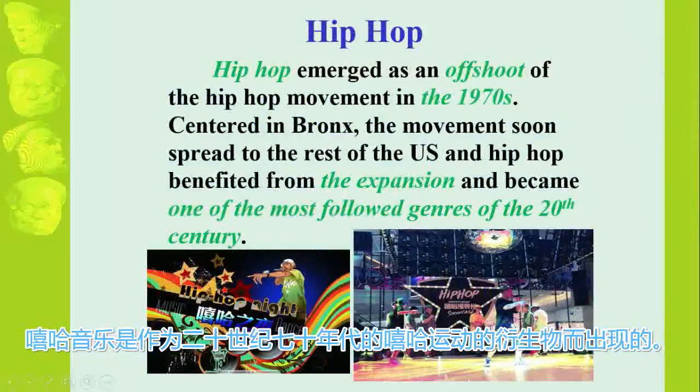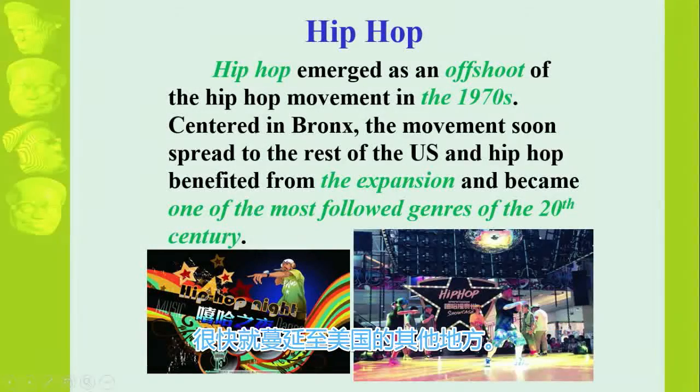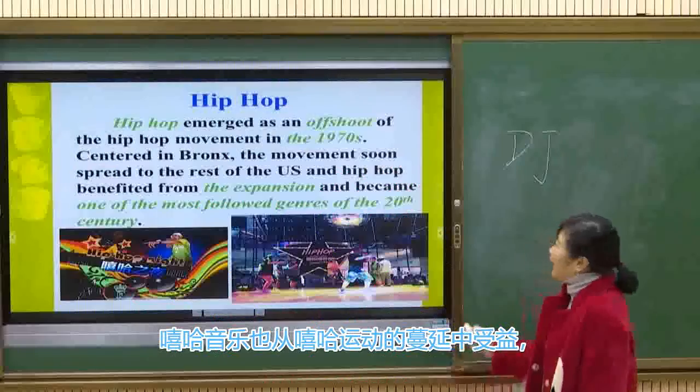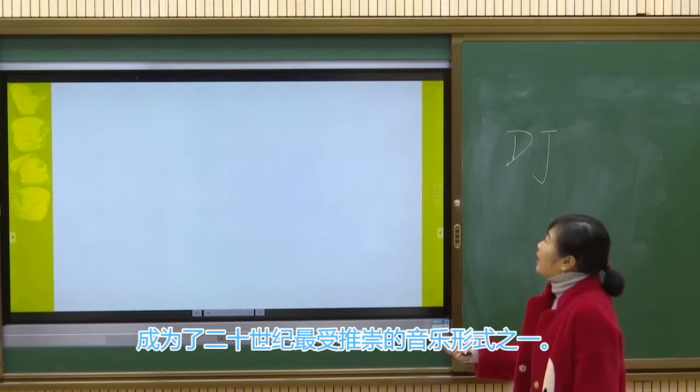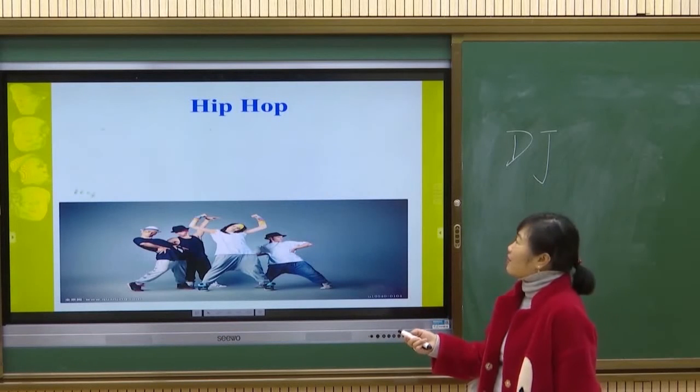And hip-hop emerged as an offshoot of the hip-hop movement in the 1970s. Centered in Bronx, the movement soon spread to the rest of the U.S., and hip-hop benefited from the expansion and became one of the most followed genres of the 20th century. Okay, that is the 8, okay, musical genres.